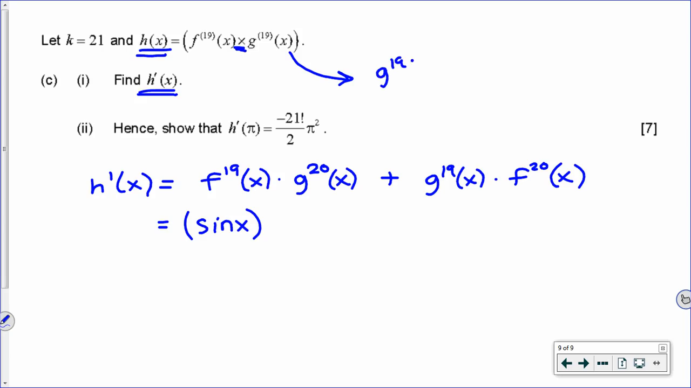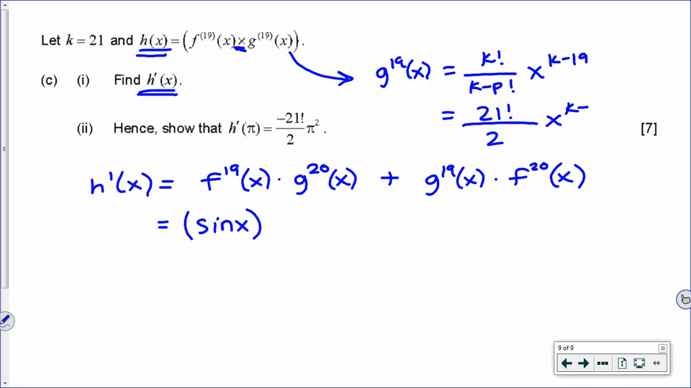They told us the 19th derivative of g was k factorial over k minus p factorial, and then it was x to the k minus 19. And we figured out p is 19, and we're told that k is 21. So the 19th derivative is actually 21 factorial over 21 minus 19 factorial, which is just 2, and then x to the k minus 19. Oh, I forgot k is 21, so I can change this to k minus 19, which is 2.